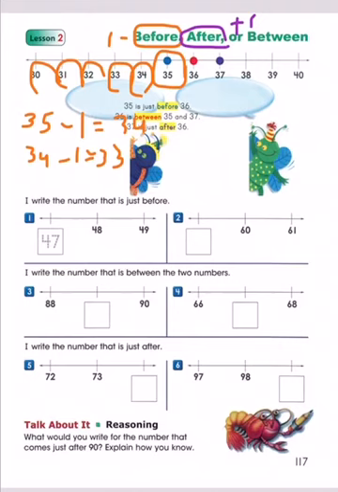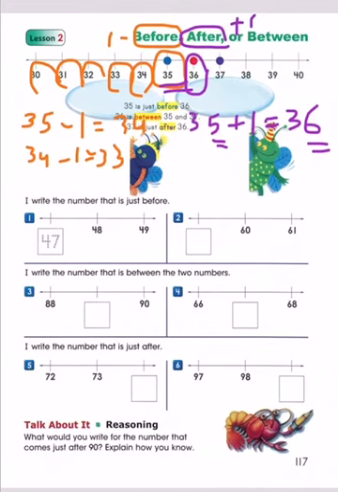Number plus 1. For example, we have 35. One number after 35 is 36. How can we know? Look here: 35 plus 1 equals 36. Look at the ones place: 5 plus 1 equals 6. So 36 is after 35.